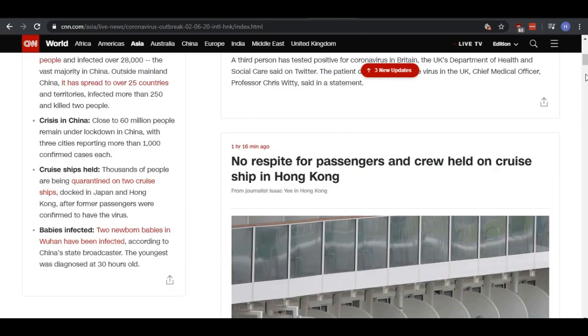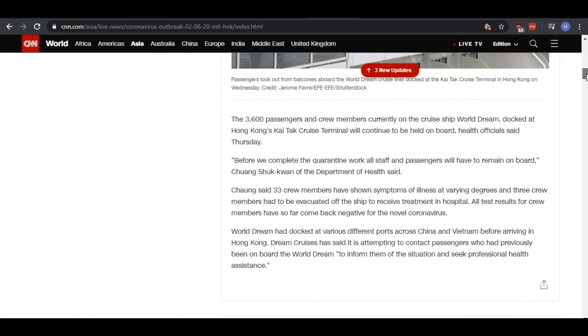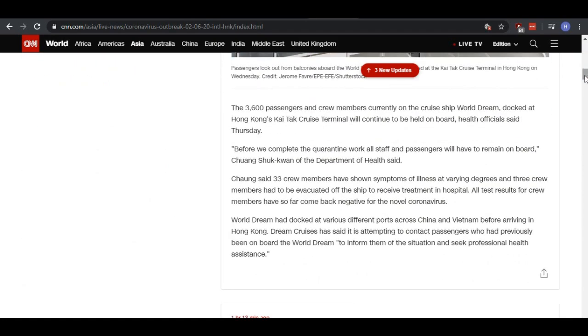No respite for passengers and crews held on cruise ship in Hong Kong. The 3,600 passengers and crew members currently on the cruise ship World Dream, docked at Hong Kong's Kai Tak cruise terminal, will continue to be held on board, health officials said Thursday. Before we complete the quarantine work, all staff and passengers will have to remain on board, Chong Shuk-kwan of the Department of Health said. Chong said 33 crew members have shown symptoms of illness at varying degrees, and 3 crew members had to be evacuated off the ship to receive treatment in hospital. All test results for crew members have so far come back negative for the novel coronavirus.